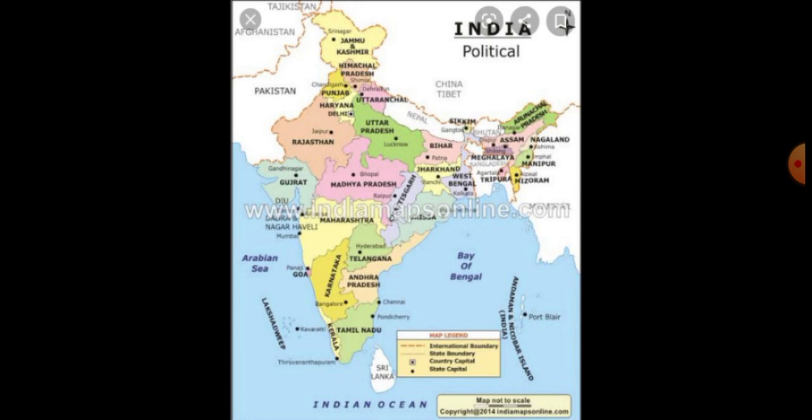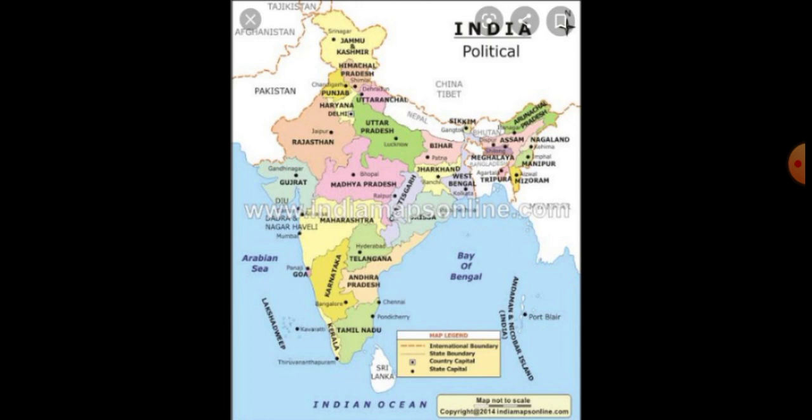Okay, students, anyway, you know about our country or our nation. So, now let us come forward to the point. Now, just you see this political map. This is the map of India. This is the political map of India.